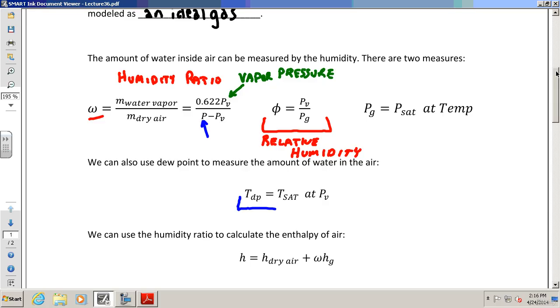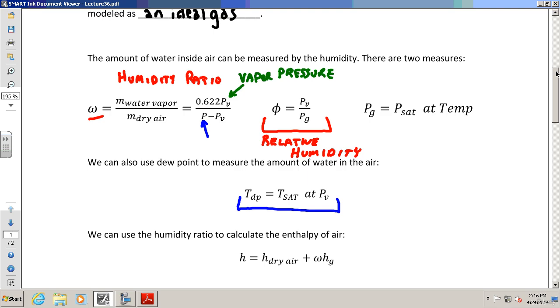The dew point temperature is the saturation temperature at that vapor pressure, okay? And so basically you can think of the dew point like this. The dew point is to what temperature would you cool the air such that you have 100% humidity? What temperature do you cool the air such that you have 100% humidity? If the dew point temperature is close to the actual temperature, that means that you probably have very high humidity. If the dew point temperature is much lower than the actual temperature, that means your humidity is low, okay?